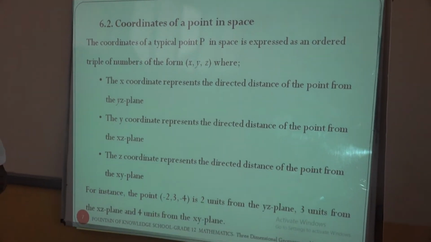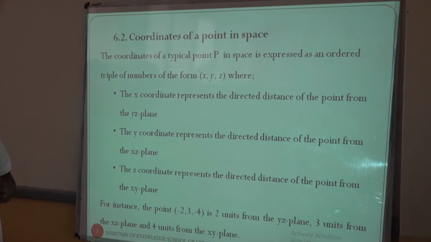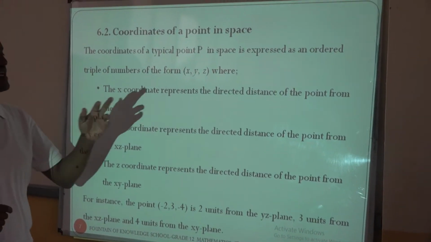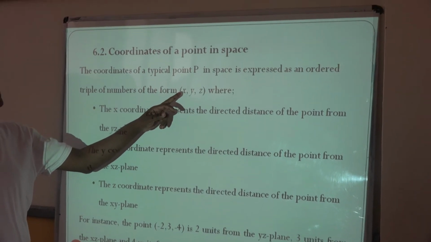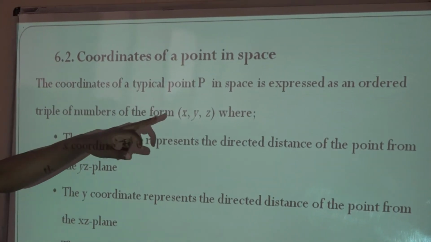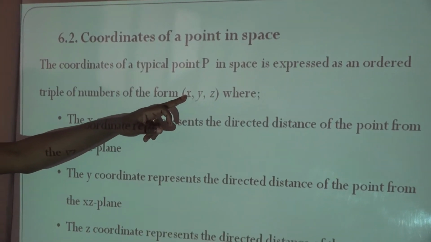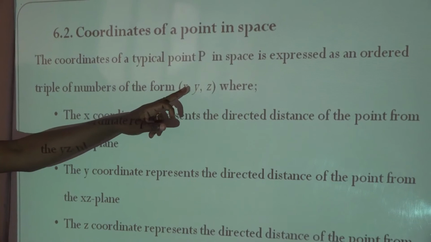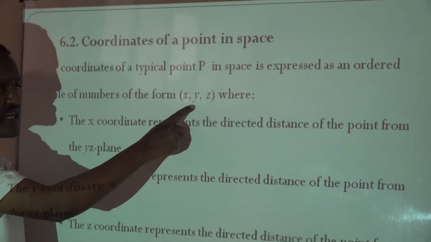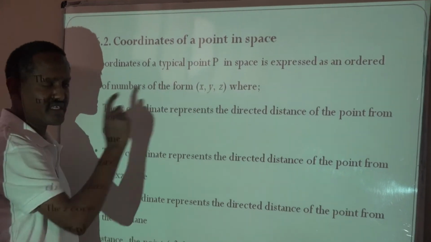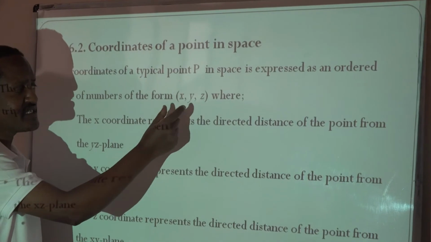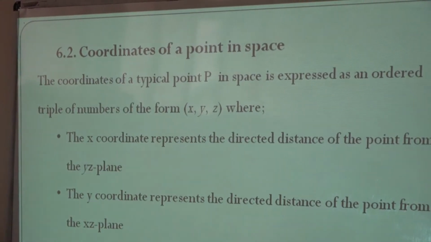The second subtopic of this chapter is about coordinates of a point in space. Any point in space is determined by an ordered triple of the form (x, y, z), where x refers to the directed distance of the point from the yz plane, y refers to the directed distance of the point from the xz plane, and z refers to the directed distance of the point from the xy plane.